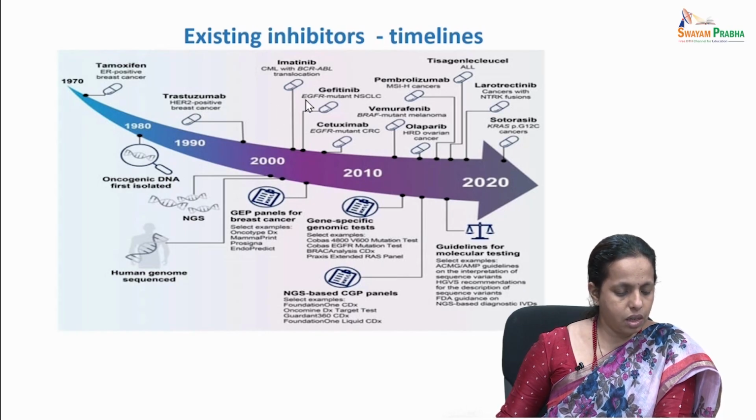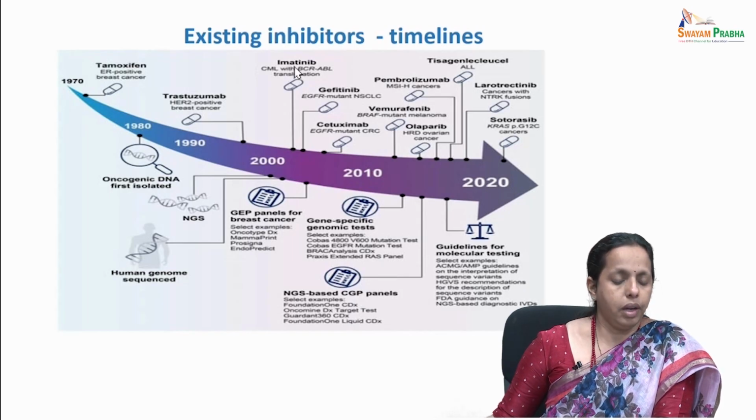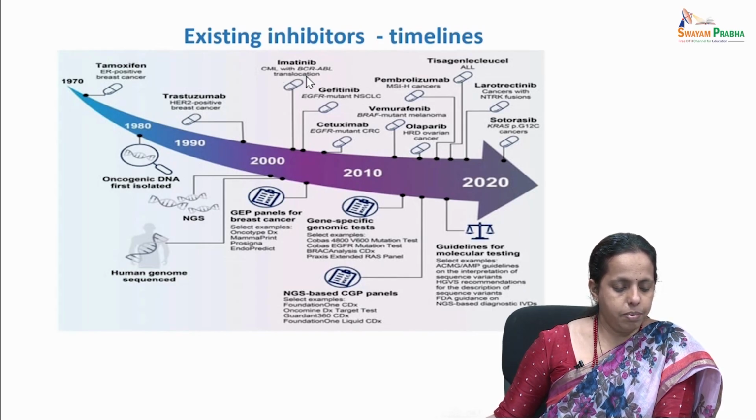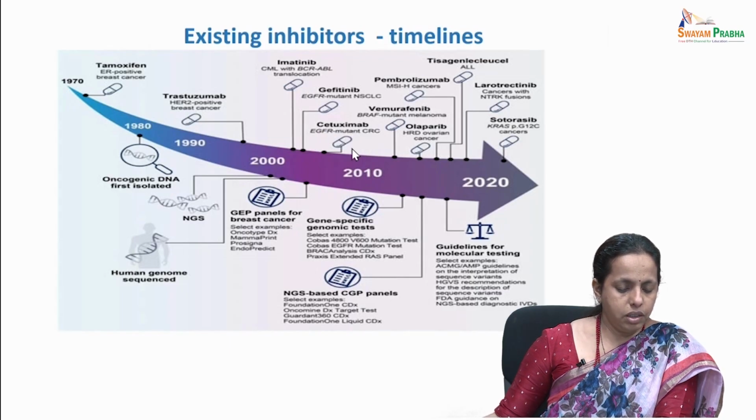For this, what are the different drugs? Imatinib for your CML and BCR-ABL translocations. For this leukemia it has been given, and very important, you even have gefitinib here, which was discovered for EGFR mutant non-squamous cell lung carcinoma. Then you have cetuximab for EGFR mutant colorectal cancer.